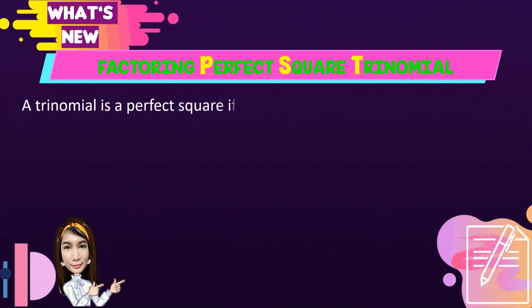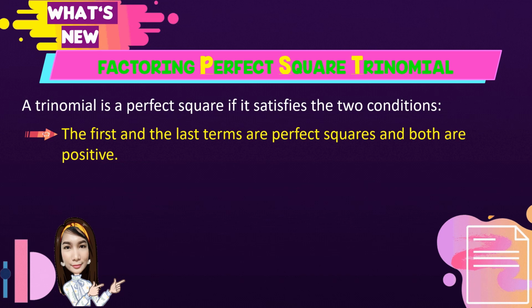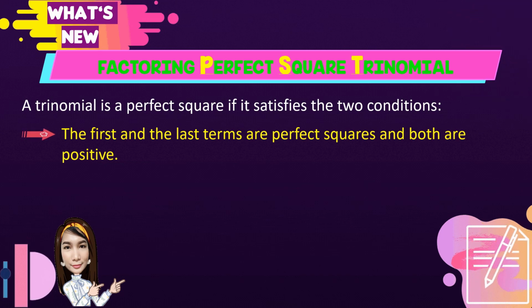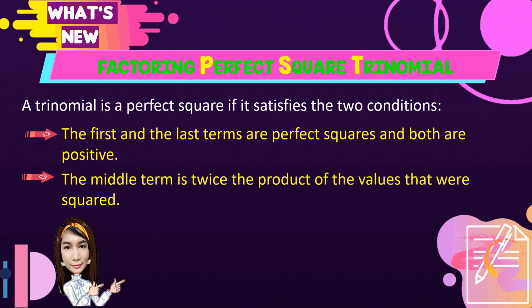A trinomial is a perfect square if it satisfies two conditions. First, the first and the last terms are perfect squares and both are positive. Second, the middle term is twice the product of the values that were squared.